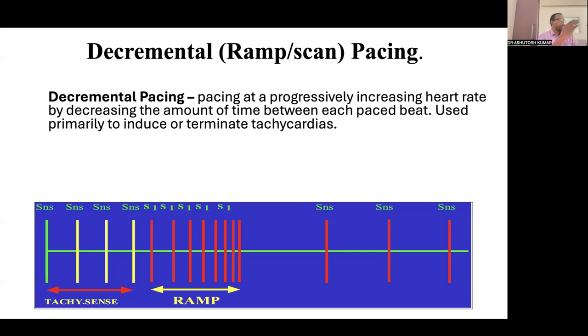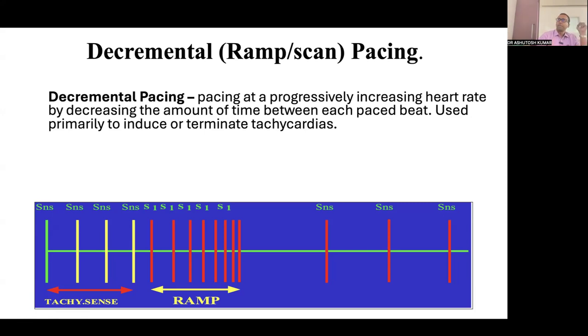So in ramp, every beat is reducing from the previous beat. And incremental is where every train of cycles is reducing from the previous cycle length. Both are different. One is beat-to-beat difference, that is called ramp or decremental. And when it is a train of cycles, like a burst of 8, then the next burst of 10 beats with reduced cycle length, then we call it incremental pacing.